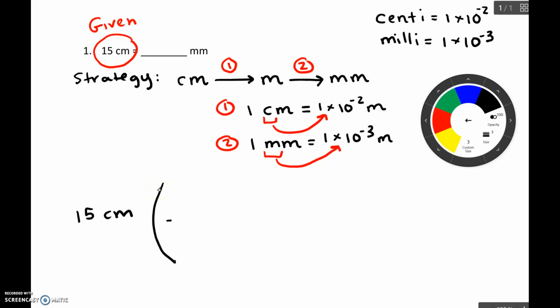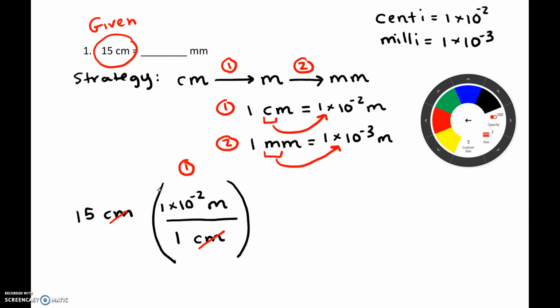I'm going to set up my first conversion factor. I'm looking at my first equivalence. In step 1, I want to convert from centimeters to meters, and I want to get rid of the units of centimeters. So I'm going to look at my first equivalence. I'm going to take the whole left-hand side, and I'm going to put that 1 centimeter on the bottom. I'm going to take the whole right-hand side, and I'm going to do the 1 times 10 to the negative 2, and I'm going to put it on top. This conversion factor here, this fraction, represents step 1. I'm getting rid of the units of centimeters, and I'm in the middle of my strategy. I've got units of meters.